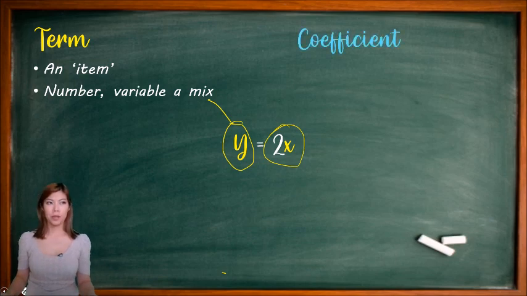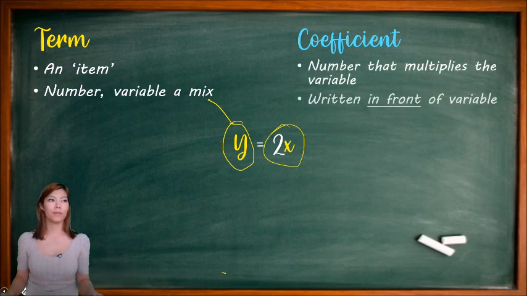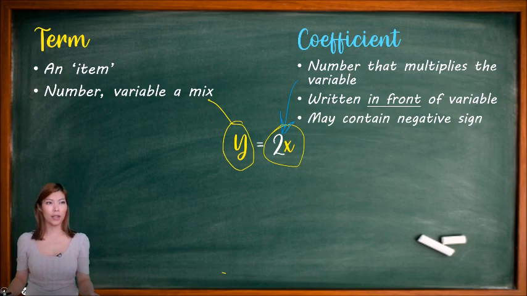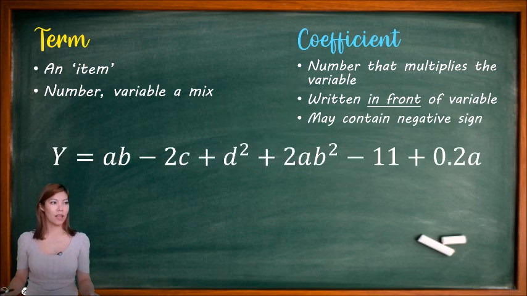The word coefficient means a number in front of a variable, and the number will multiply the variable. So in this case, we have 2. 2 is a coefficient. Now the coefficient can be a negative number too. Let's look at an example. So here we have, how many coefficients do we have? So we have the coefficient of c, which is minus 2. We have the coefficient of ab squared, which is 2. And we have the coefficient of a, which is 0.2.